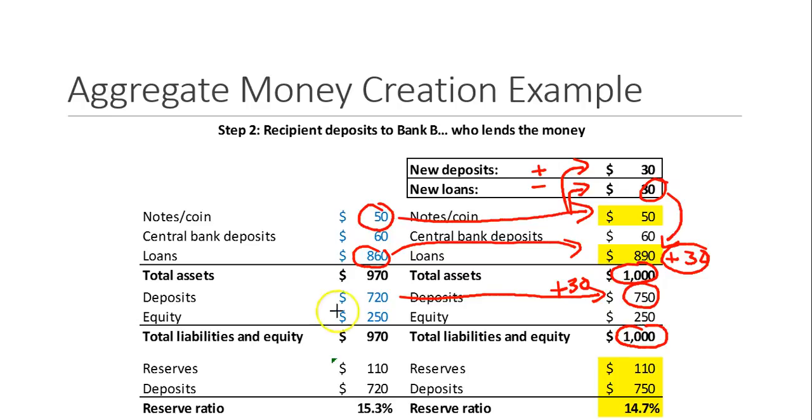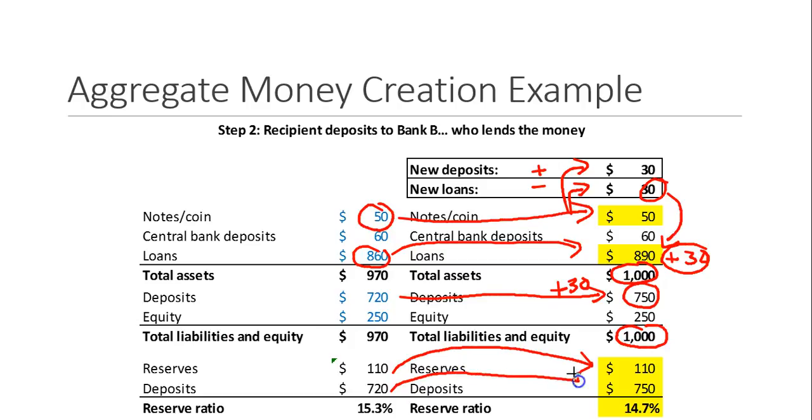Now, our reserves and our deposits. Let's see what we have. Reserves are, again, at $110. There was an increase with deposits of $30, a decrease with the outflow of a new loan of $30. The net change is no change, from $110 to $110.